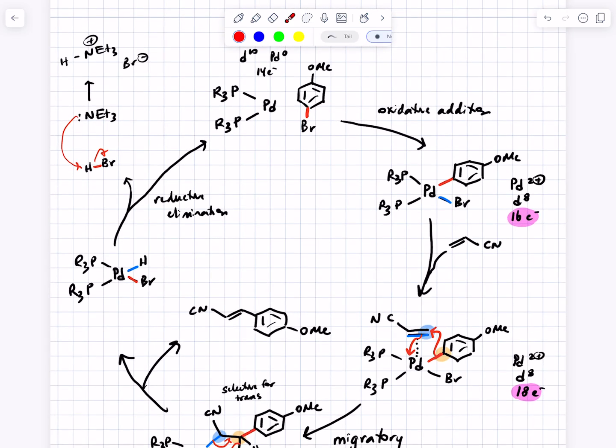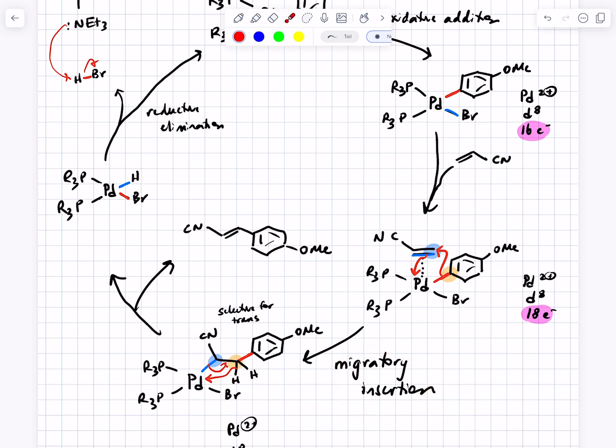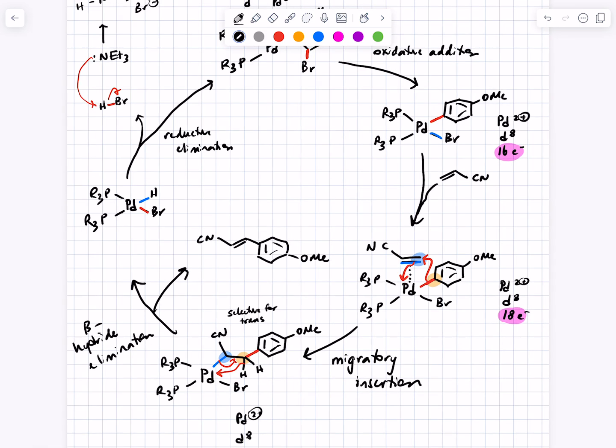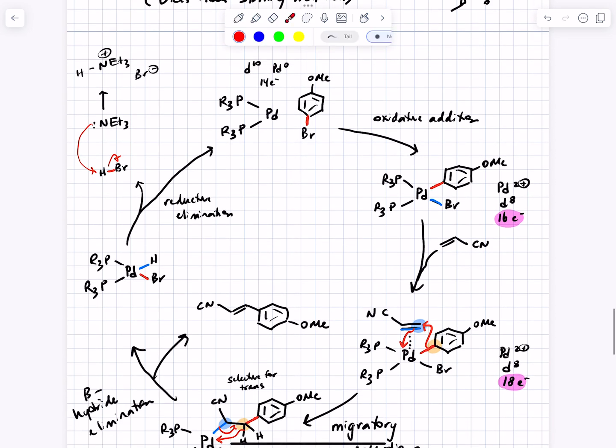But the key question is, for the mechanism, the migratory insertion and the beta hydride elimination are interesting, they're essential for the reaction. They're not explained in the text, so I wanted you to at least have me talk you through it so you could have an idea of what's going on here instead of just seeing this as a magical box that does the chemistry. But I do think you have enough of a basis in this to recognize this as an oxidative addition step and this as a reductive elimination step. All right, questions about that mechanism?